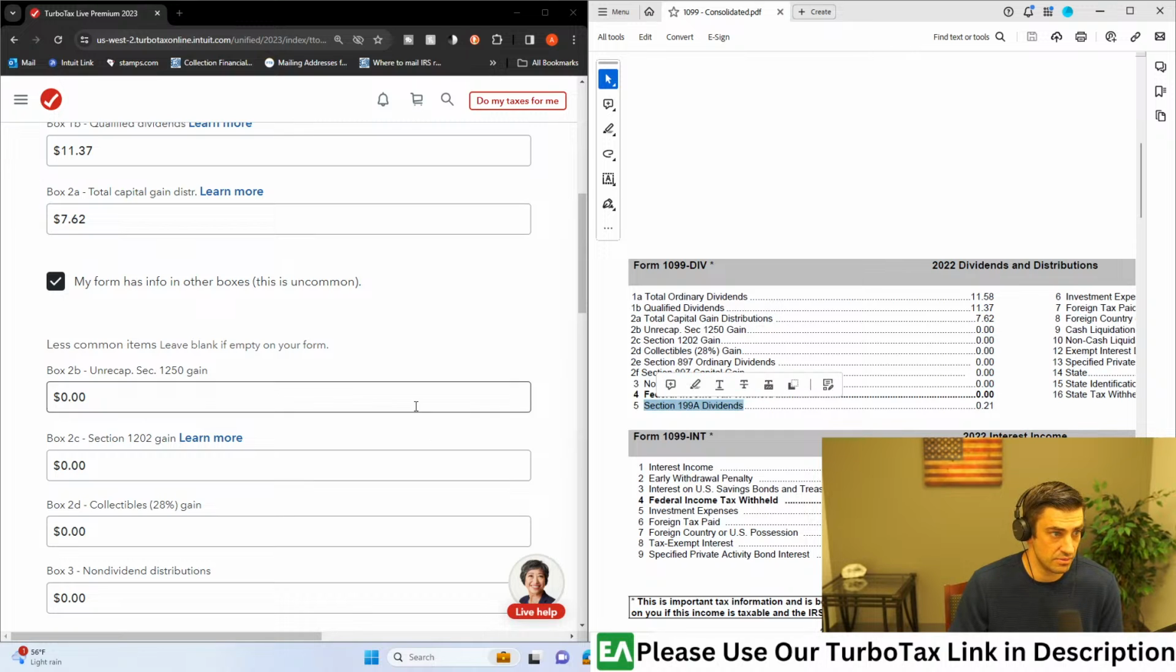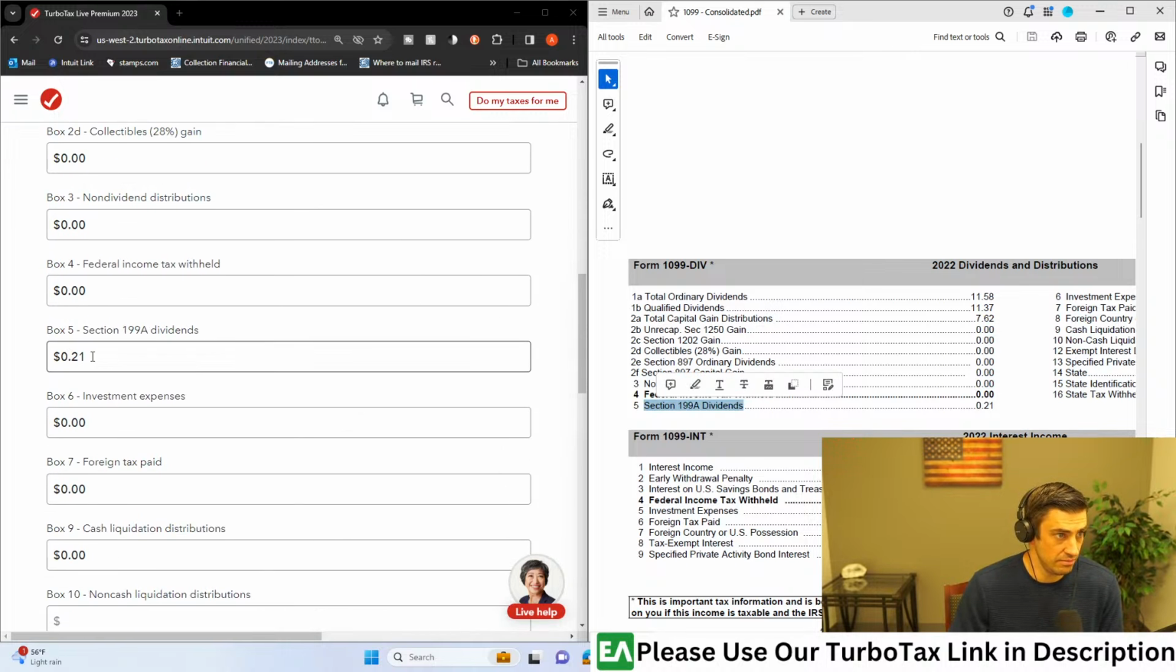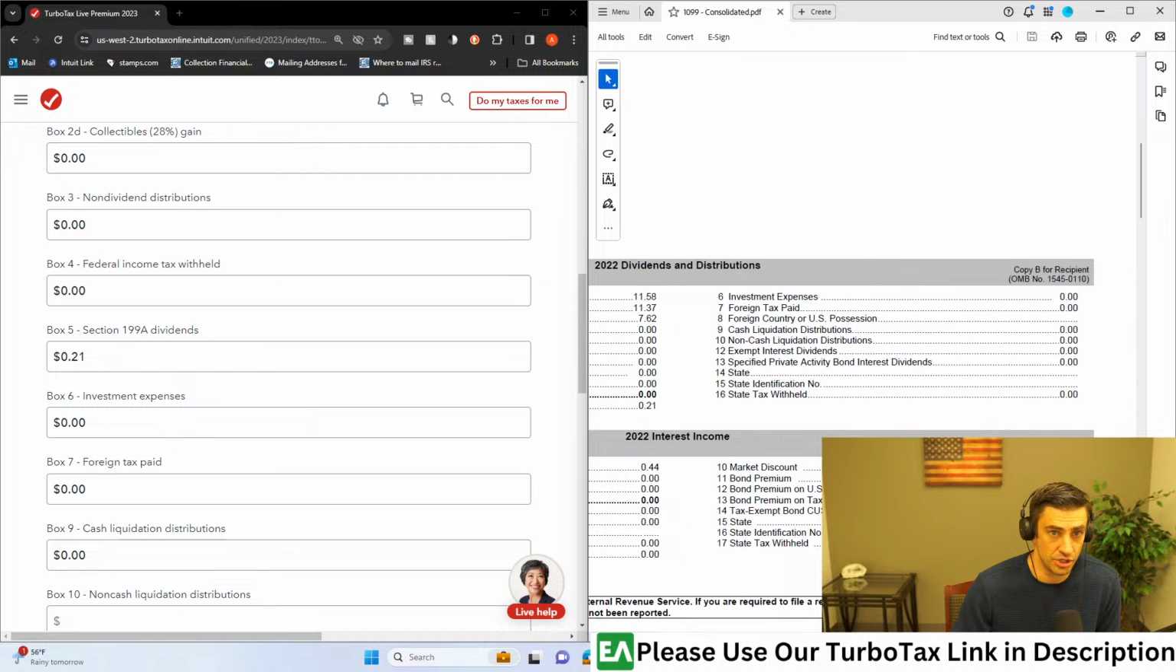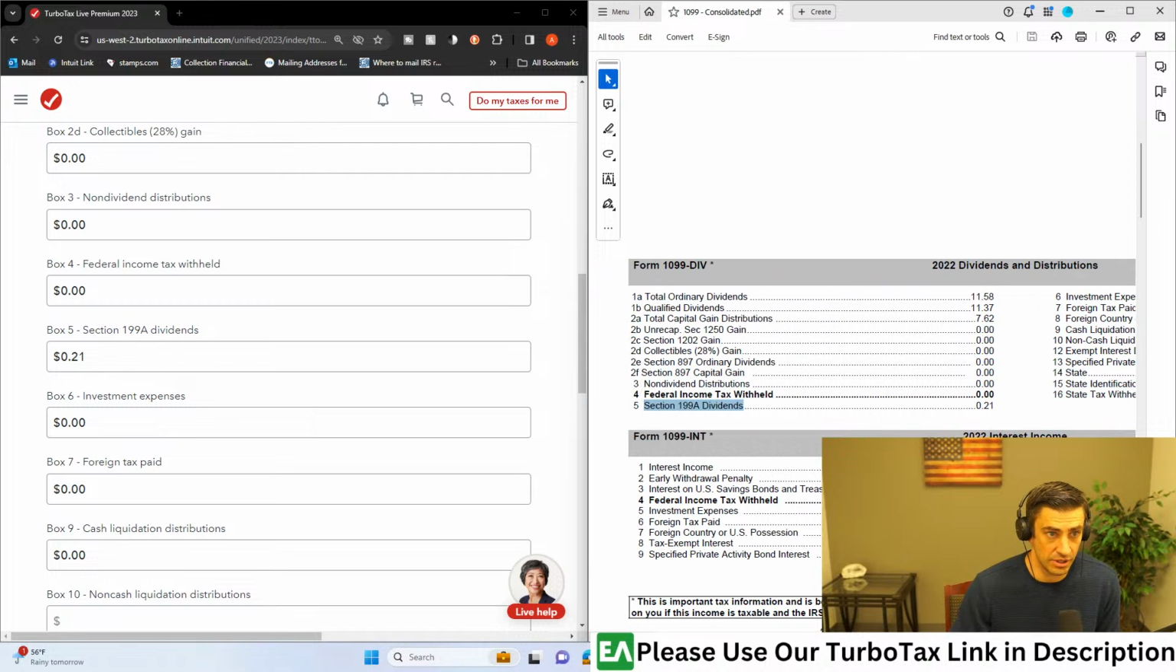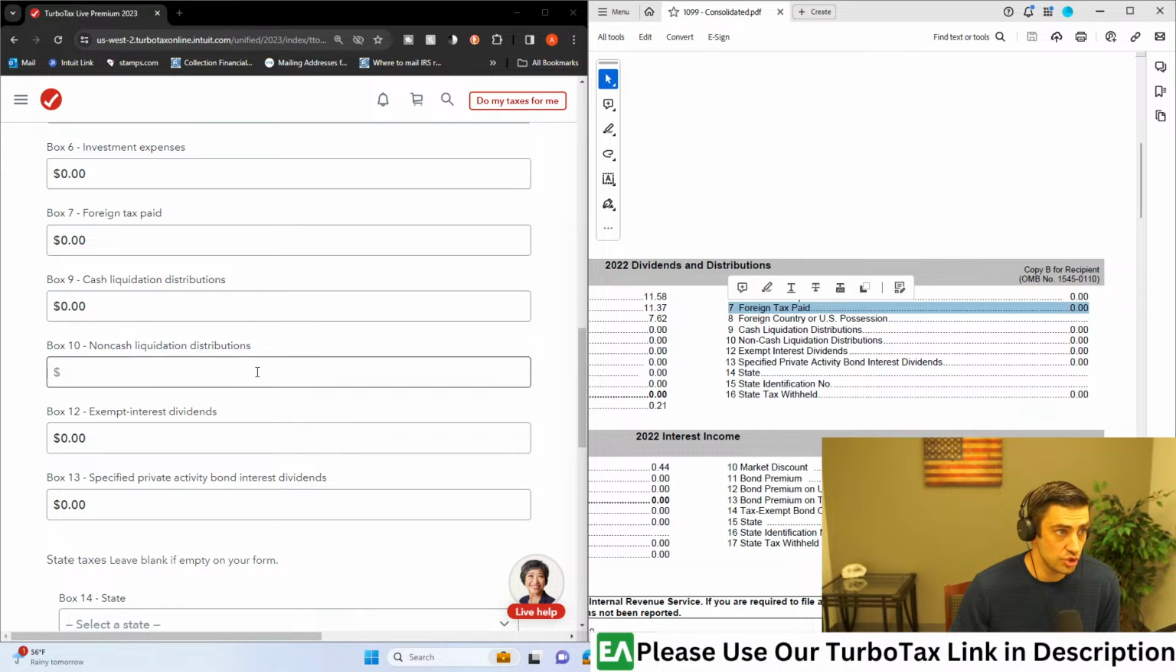Let's make sure they got this one as well. Section 199A, which is what, box 5? Yep, look at that. They got that as well. This is a deduction. It's like a Trump tax law change, 20% you get. Obviously, in this case, not much, but you definitely want to make sure you're not missing that one as well. Another one that is common that I see a lot, which I don't see here, is foreign tax paid. So if you have something like that, you make sure that is also included right there, because you can get a tax credit.